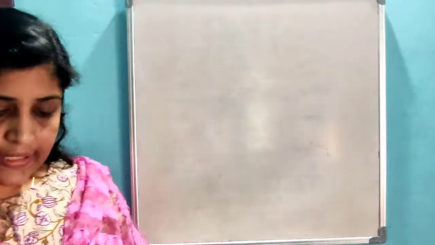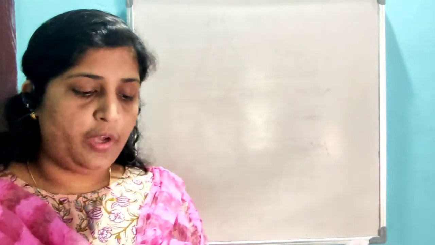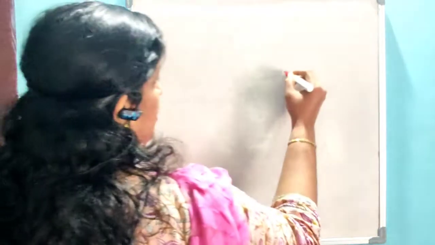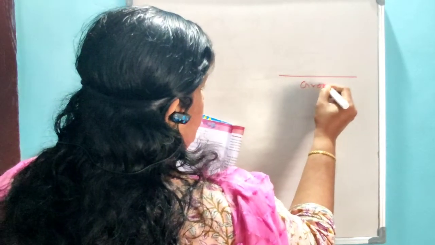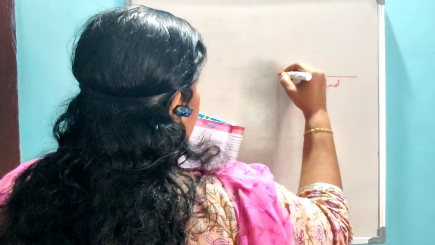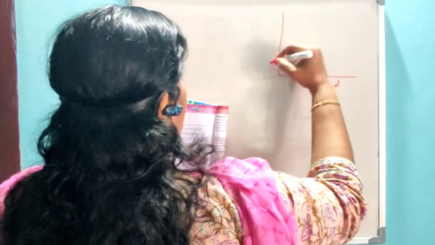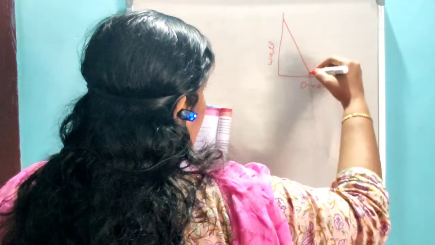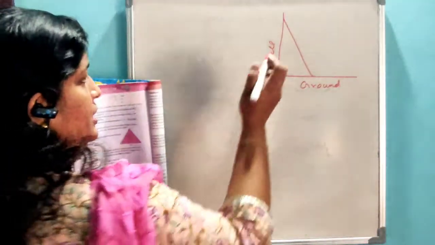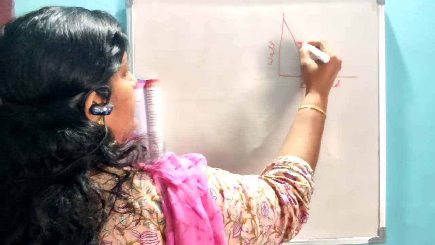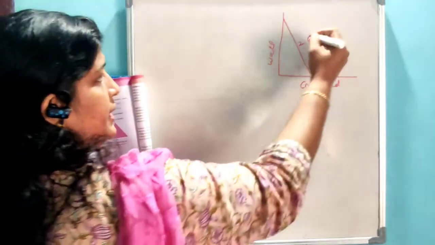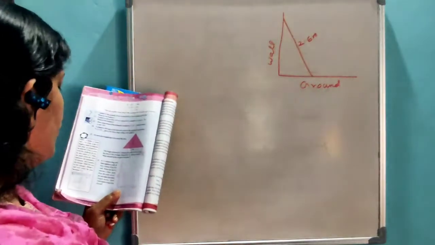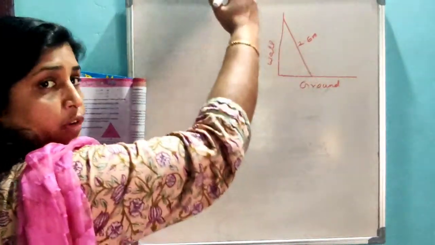Now we have the sixth question. A 2.6 meter long rod leans against a wall. Here we have the ground, this is the ground and this is the wall, and here we have a rod. This is a 2.6 meter long rod that leans against a wall.